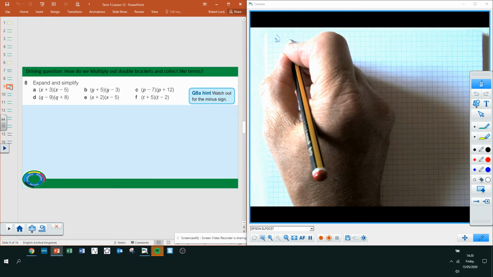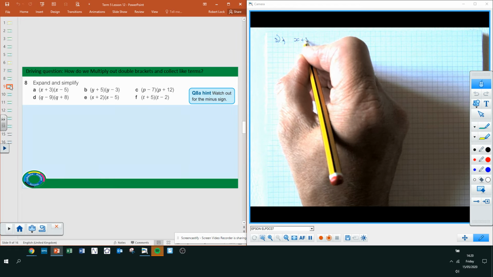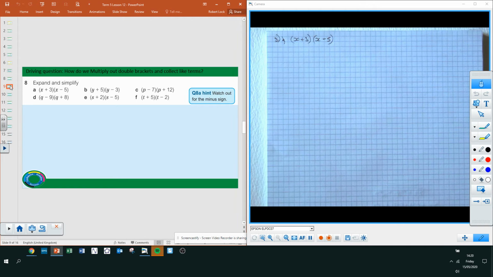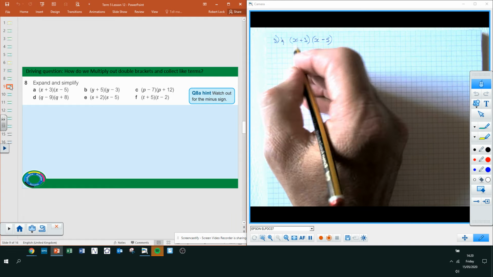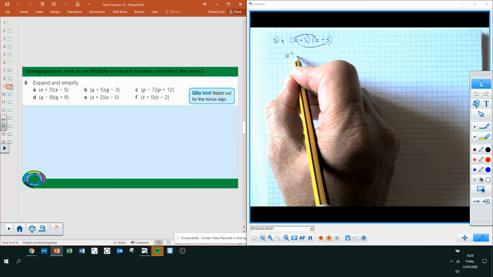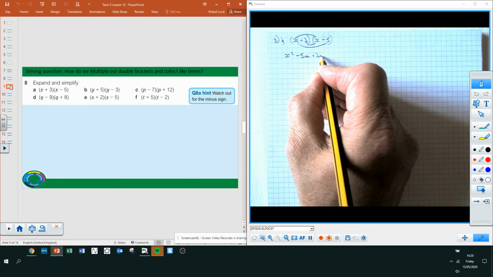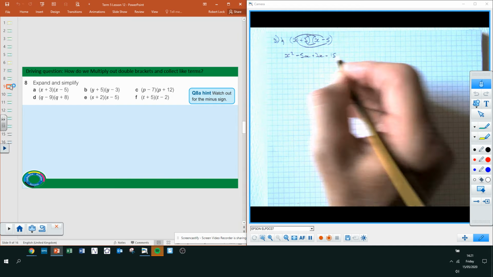Question 8. A. X plus 3, x minus 5. As long as you recognize a plus and a minus, two signs that are different, makes a negative. Two signs the same, makes a positive. So x times x, x squared. X times minus 5, minus 5x. Plus 3 times x is plus 3x. And 3 times minus 5, a plus and a minus makes a minus 15.